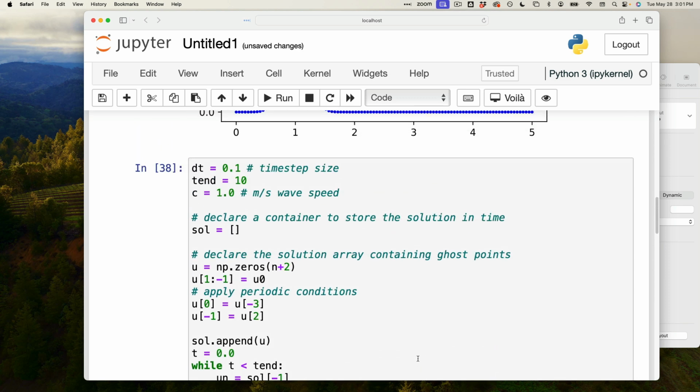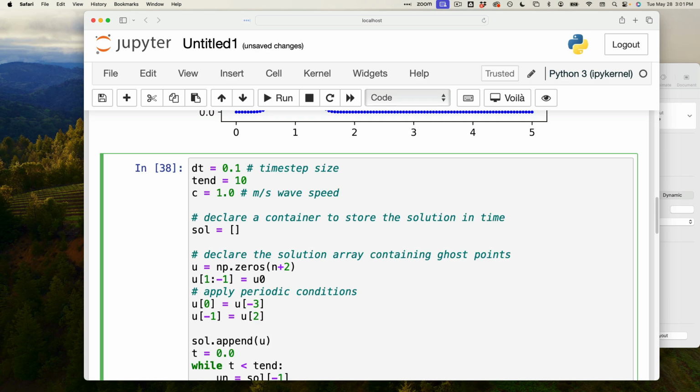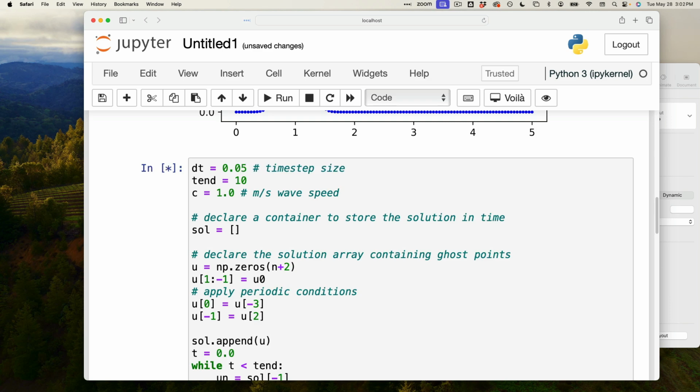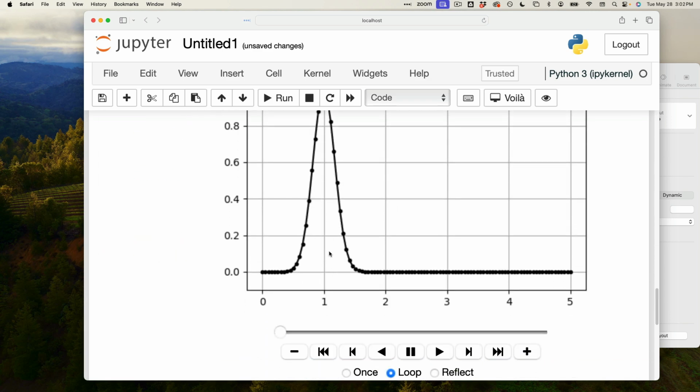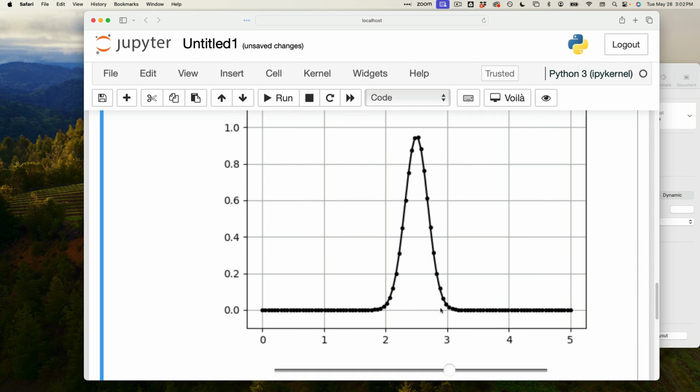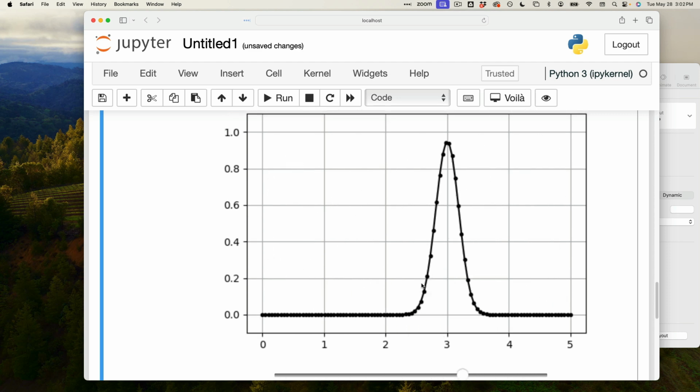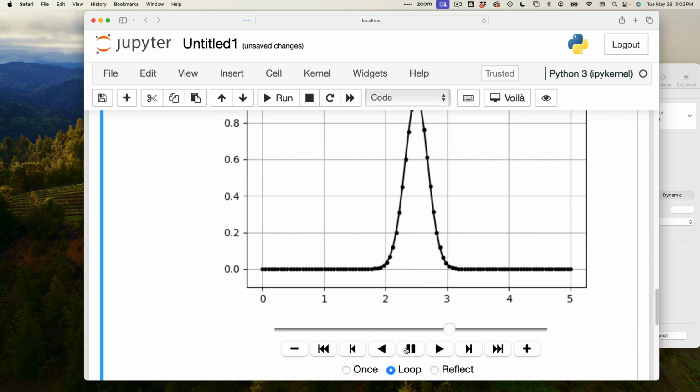Well, at least we got a stable solution for some time step value, right? Okay, let's maybe go to somewhere in the middle, 0.05. Okay, let's see. Oh, look at that. It shrunk just a little bit, but it's stable.